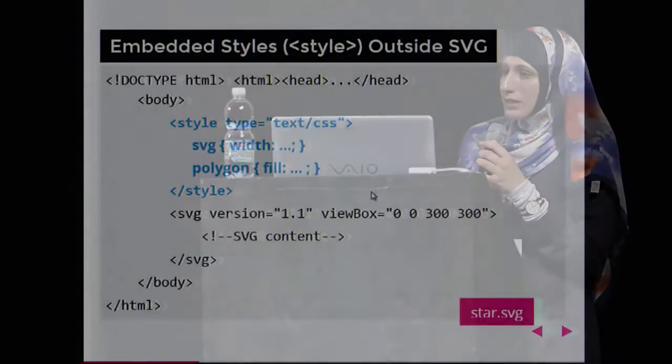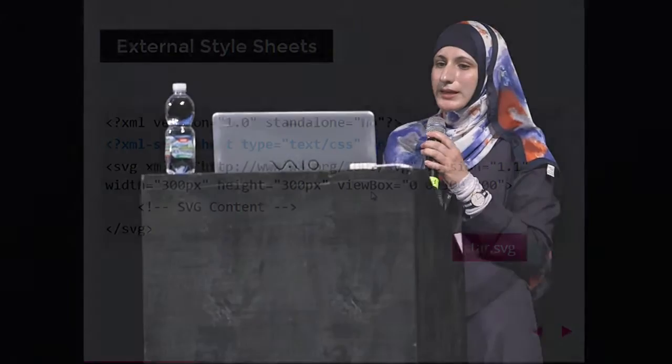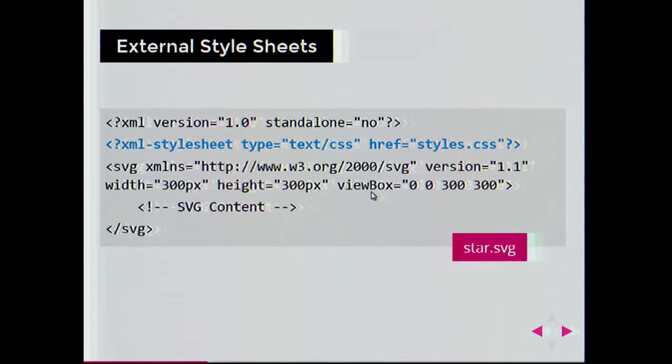You can also include the styles in a style tag outside the SVG if you're embedding the SVG inline in an HTML document. Notice that in this case, usually when you're using SVG, there's an attribute called XML namespace that you need to specify. But if you're embedding the SVG in an HTML5 document, notice the doctype, you don't need to explicitly set the XML namespace. And last but not least, if you want to completely separate your SVG code from the styles, you can reference an external style sheet using the XML style sheet element.